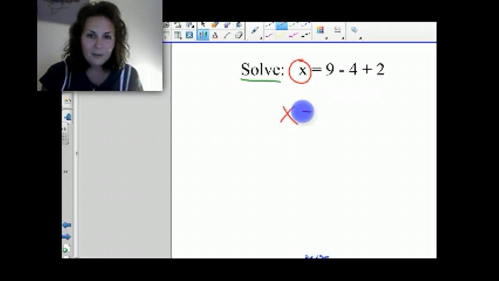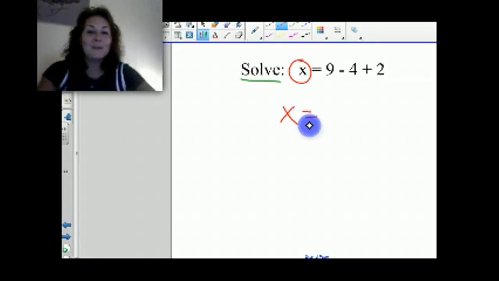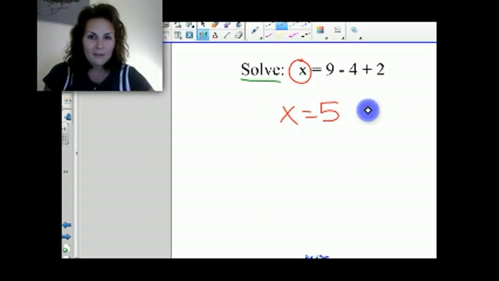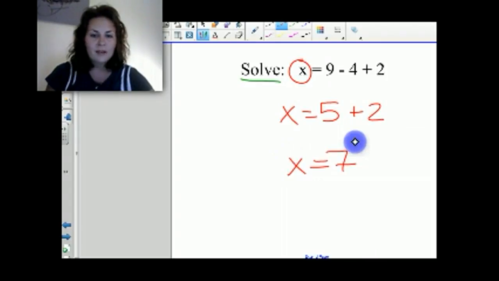Alright. X equals, now because we're simplifying, you have to use proper order of operations. I just spit all over my computer. 9 minus 4 is 5, plus 2, x equals 7.